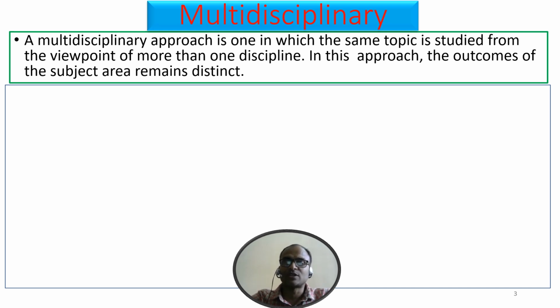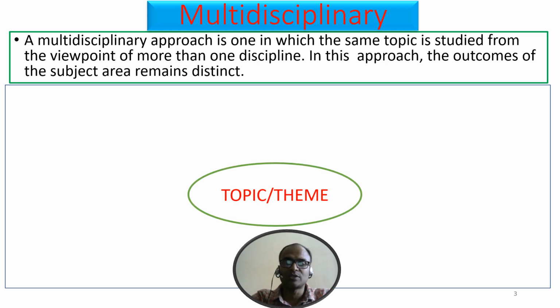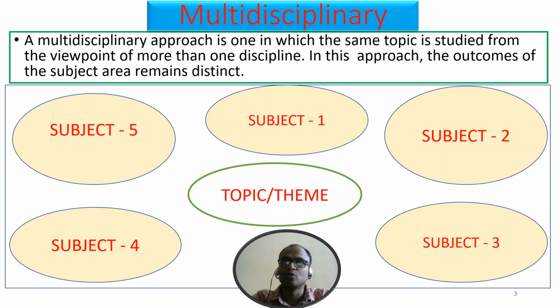Let us understand the concept of the multidisciplinary approach with the help of some examples. Suppose there is a common topic or theme in a particular grade. This topic or theme can be discussed from different perspectives based on different subjects like subject 1, subject 2, subject 3, subject 4, subject 5, etc. The same topic or theme can be studied from the viewpoint of different subjects, different disciplines.